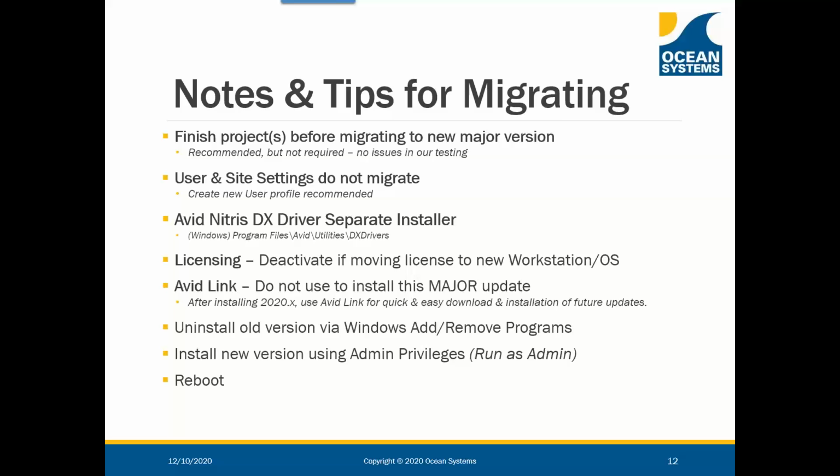But for this major update, do not use Avid Link to install 2020 if you're coming from 2018 or even 2019. It's recommended that you do a complete uninstall of Media Composer using the Windows Add Remove programs. And then when you go to install 2020, that you do it as administrator, run the installer as administrator, complete the installation of Media Composer, and then reboot your system. So those are the key tips in regards to migrating from one major version to another.